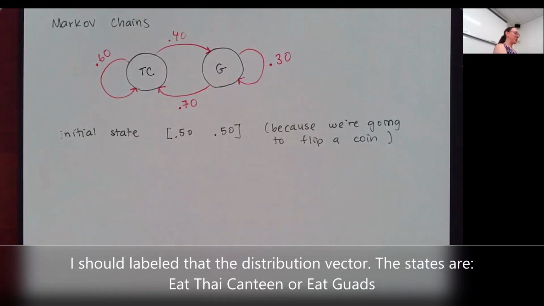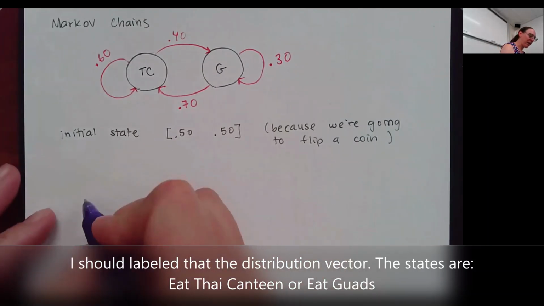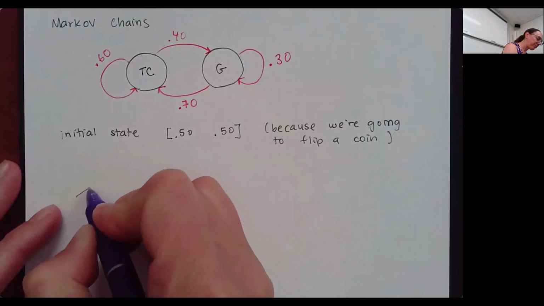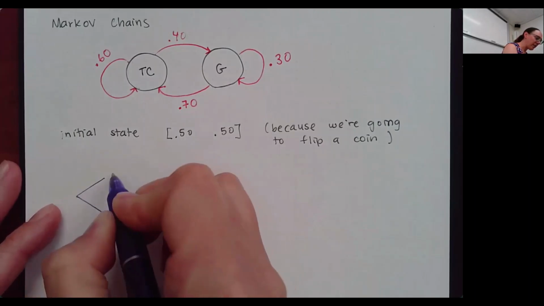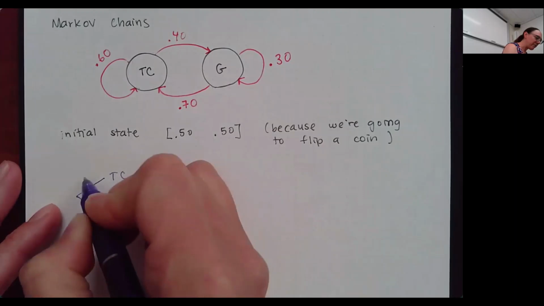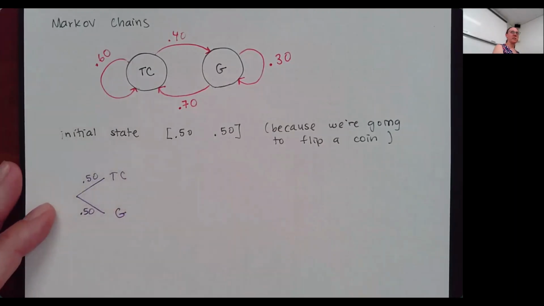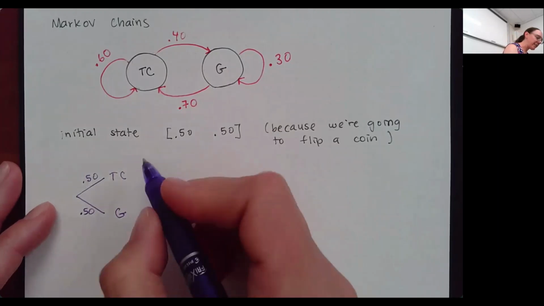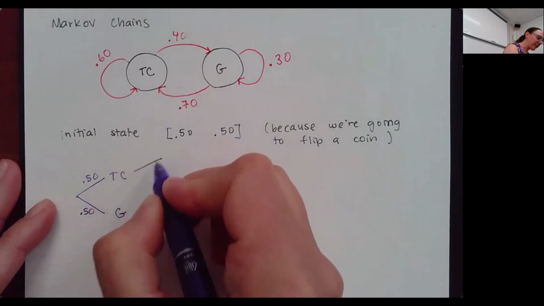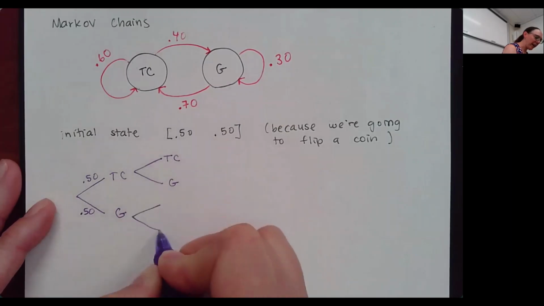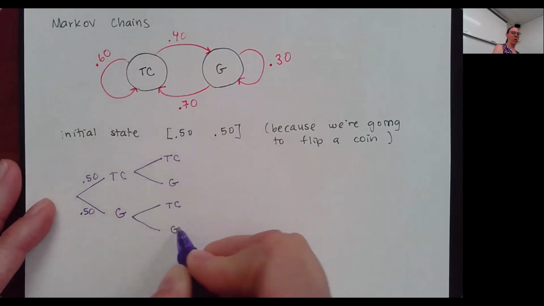If I wanted to do this and just write everything out, I can think about this using decision trees. Initially, there was a 50-50 chance of me choosing Thai Canteen or Guad's. But if I chose Thai Canteen tonight, then tomorrow night I could also end up eating at Thai Canteen or Guad's.